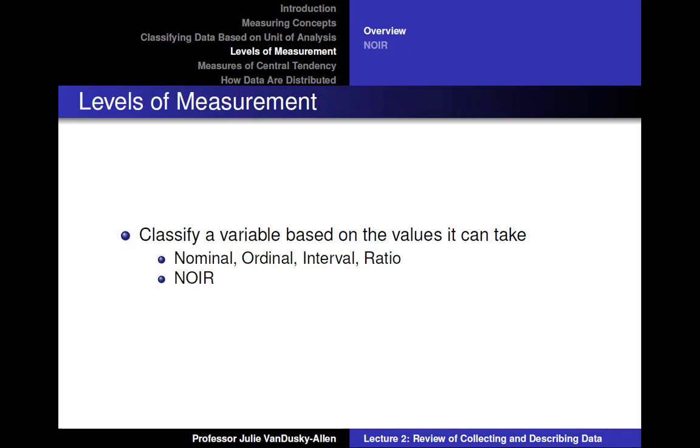In this part of the lecture, I'm going to show you how to classify a variable based on the values the variable can take. You can classify a variable as nominal, ordinal, interval, or ratio level. Remembering the word noir is an easy way to remember these four terms, as the letters in the word noir are the first letters of these four words. Noir means black in French.